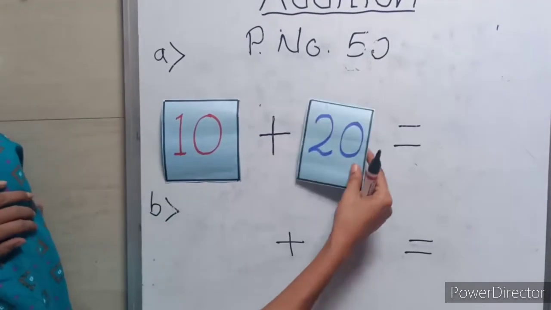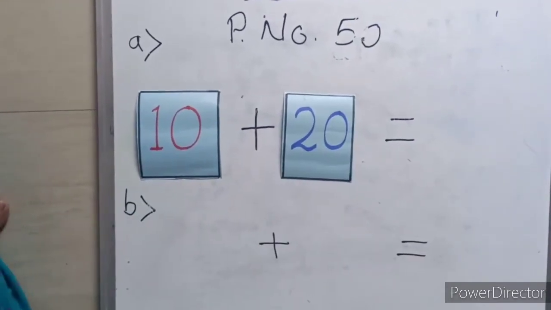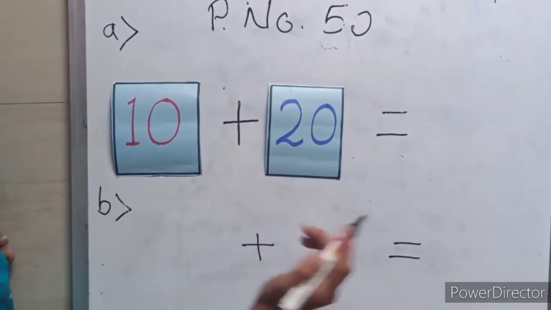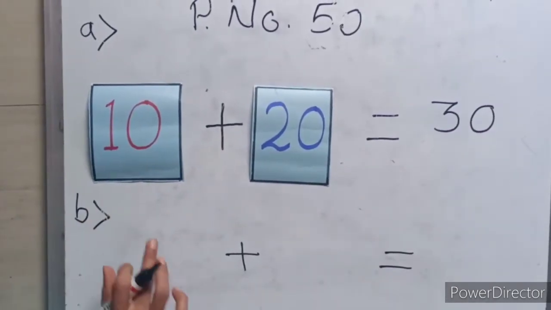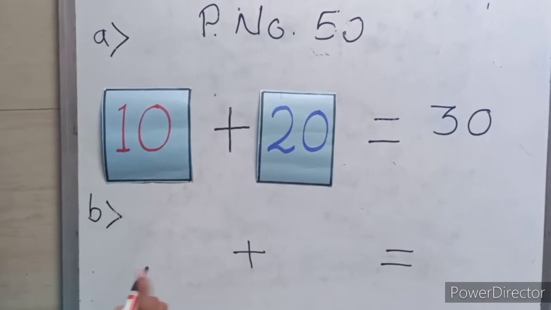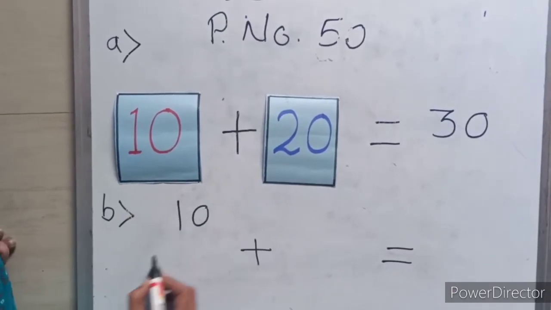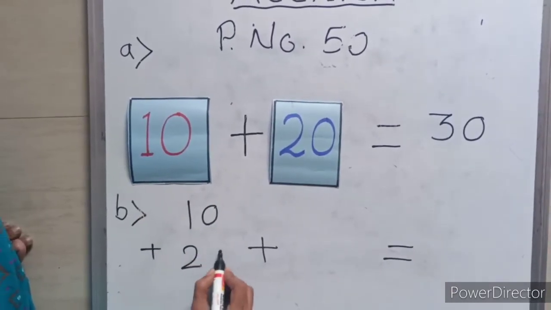10 plus 20. If we add 10 and 20, the answer comes 30. We can do this horizontally, and we can add this vertically also. How? 10 plus 20.